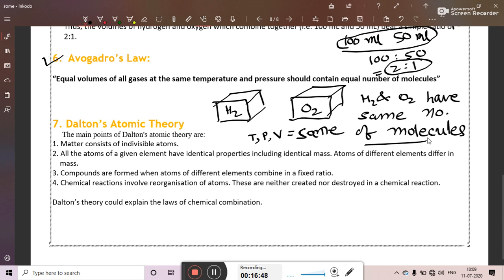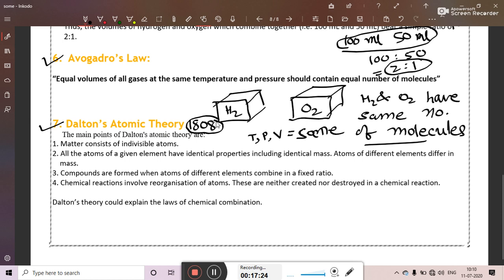Now next is Dalton's atomic theory. This theory was given by John Dalton in 1808. Now when this theory was given, at that time protons, electrons and neutrons were not discovered. So at that time it was considered that the atom is the smallest indivisible particle, that is, an uncuttable particle.